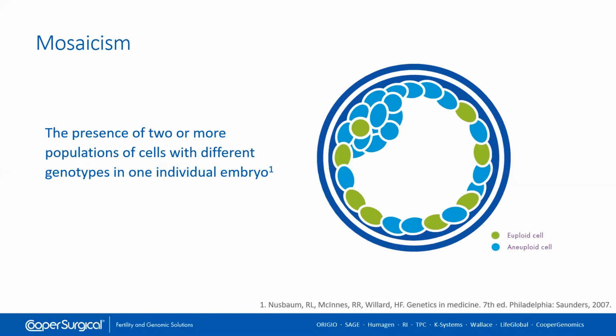Now the technology in IVF has moved on. We're culturing typically day 5, day 6, even day 7, taking trophectoderm biopsies of multiple cells. We started to detect mosaicism, which in simple terms is the presence of two or more populations of cells with different genotypes in one individual embryo. Here we're representing the euploid as the green cells and the aneuploid as the blue cells.